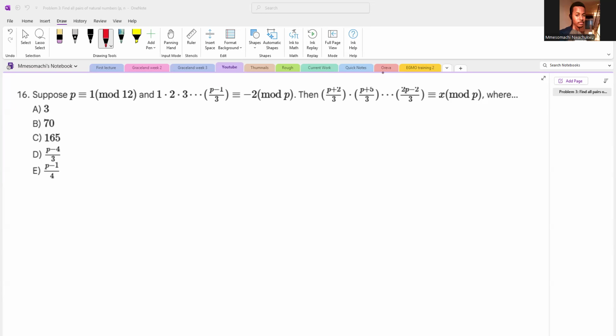So in this video, we're looking at the 16th problem from the Special Maths contest 2024 first round. It says, suppose P is congruent to 1 mod 12, and 1 times 2 times 3 up to (P minus 1) over 3 is congruent to minus 2 mod P. Then (P plus 2) over 3 times (P plus 5) over 3, dot dot dot, up to (2P minus 2) over 3 is congruent to X mod P, where X is equal to what? So we basically want to find the value of X here.